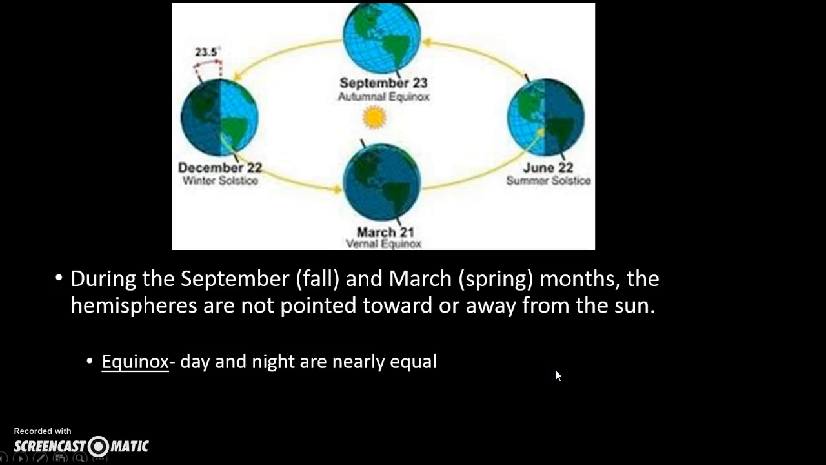For fall and spring, we get equal amounts of sunlight. So your fall is here and your spring is here. These are called equinoxes. Day and night times are nearly equal. On the actual equinox, you'll see that you'll have 12 hours of daylight and 12 hours of no daylight. That's what an equinox is.